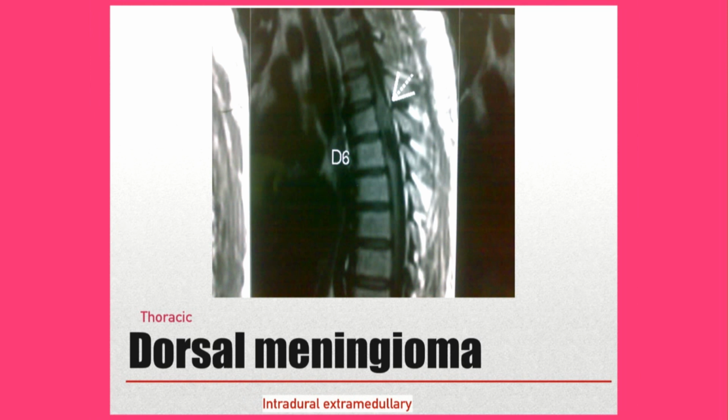Also, another type is what's called dorsal meningioma, which occurs in the thoracic region of the spinal cord. This type occurs intradural extramedullary. In this picture, which is an MRI of the thoracic spinal cord, we see a lesion located intradural extramedullary, which goes with the dorsal meningioma.